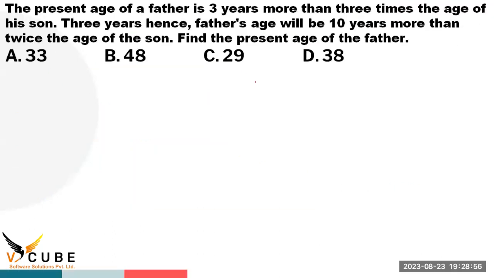No, sir. The age ratio, sir. The present age of a father is 3 years more than 3 times the age of his son. 3 years hence, the father's age will be 10 years more than twice the age of the son. Find the present age of the father.